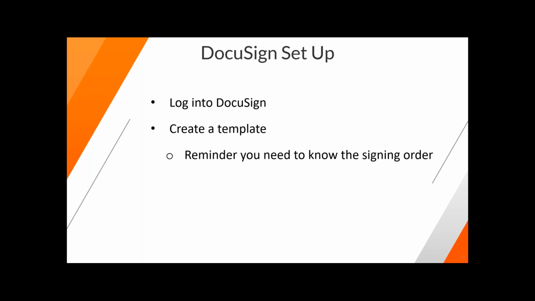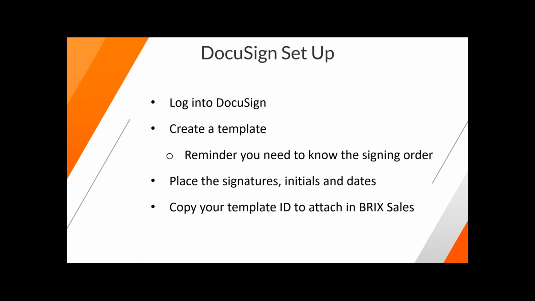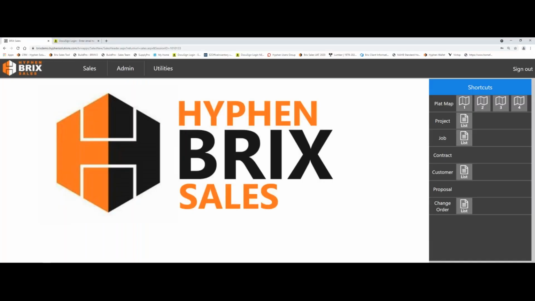Remember, you need to know the signing order, and then we'll also place all of the signatures and initials and dates within that document. And then there is an item in here as well, a template ID that we're going to have to capture and attach back into BRIX Sales. So let's go through that one together.